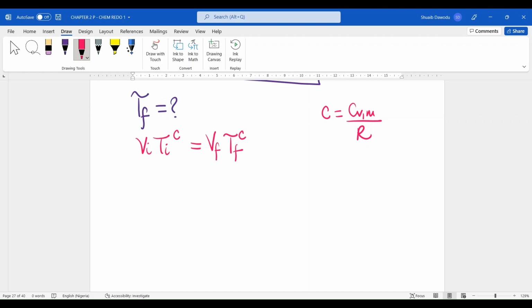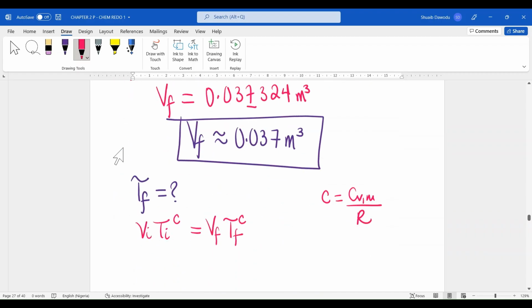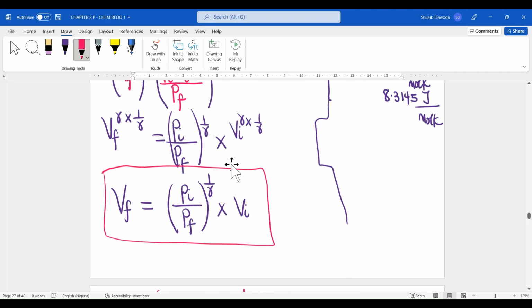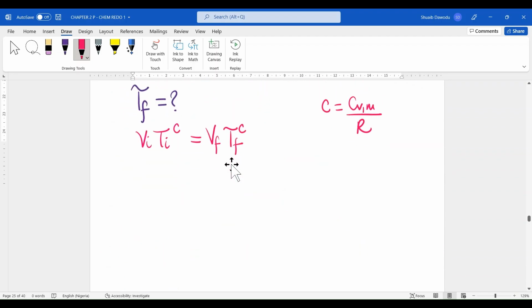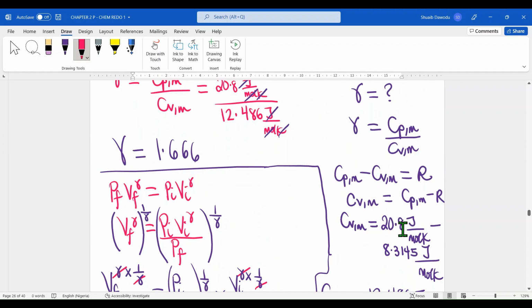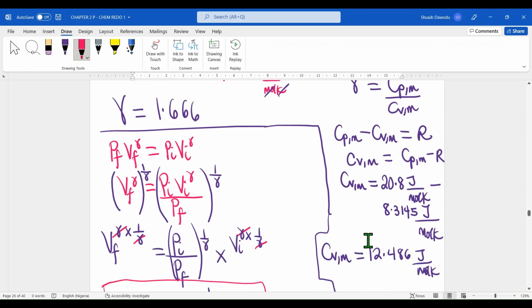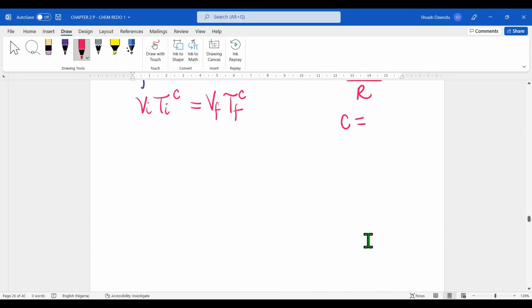So basically, here we have the V initial as well as the V final, which we solved for. We have the T initial because we're given that in the question, and then we're asked to determine the T final. So before we go on ahead, we have all the parameters that we need in order to solve except for the value for CV,m. So it's important to know that CV,m, which we determined when we did 20.8 joules per mole Kelvin minus 8.3145, is 12.486 joule per mole Kelvin.